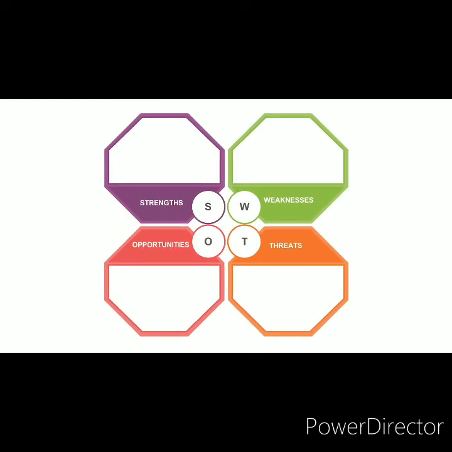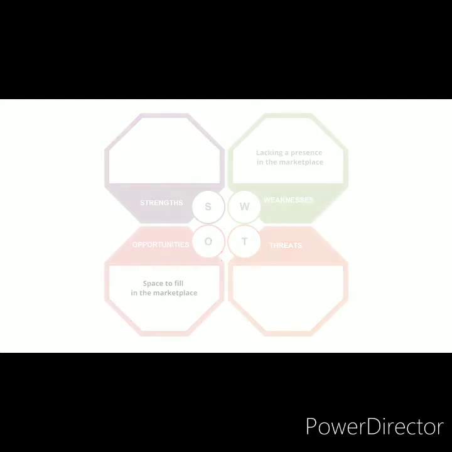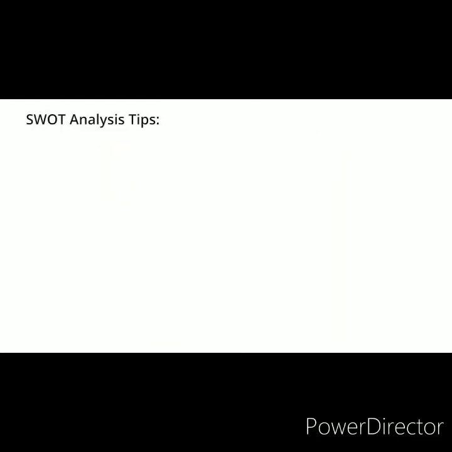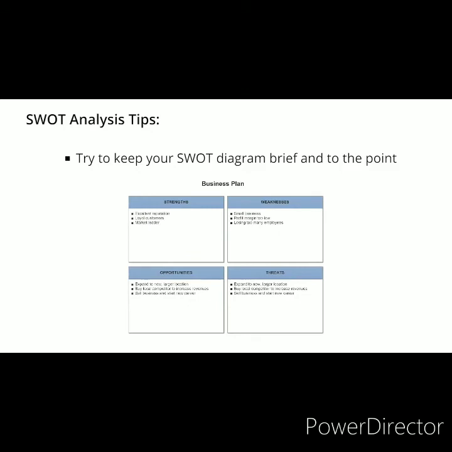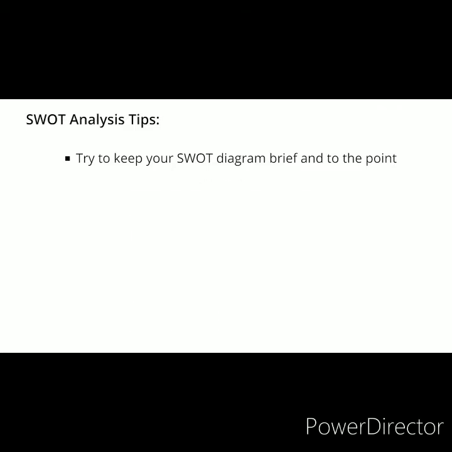You can see how a company's weakness, for example, its lack of presence in a marketplace, could also be a major opportunity going forward. Here are some things to keep in mind while doing a SWOT analysis. Try to keep your SWOT diagram brief and to the point. Include the most pertinent details, but don't bog it down with too much explanation within the diagram. You can go into greater detail during meetings or in reports.